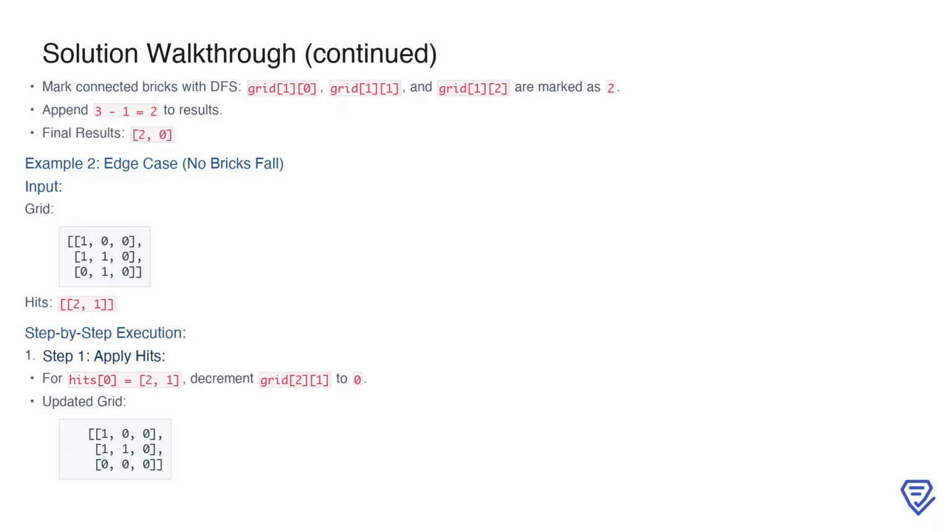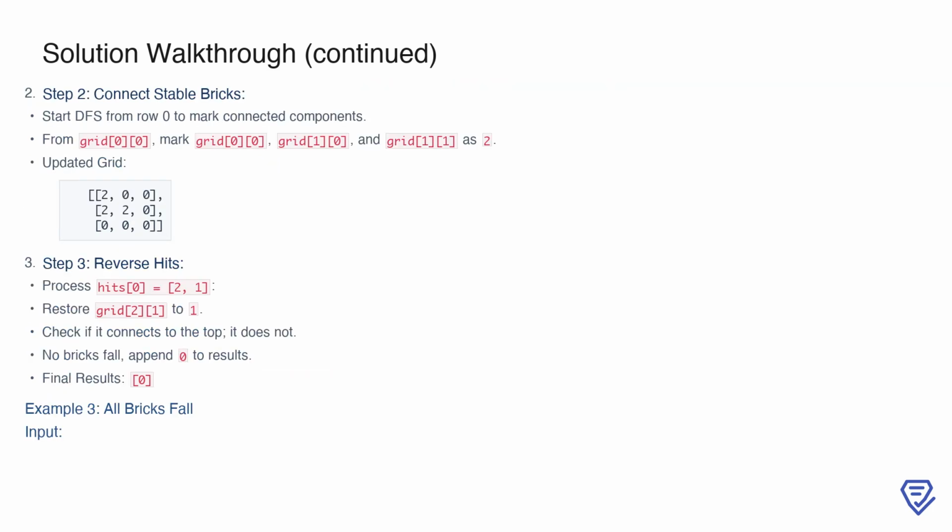Now, let's examine an edge case where no bricks fall. In this case, the grid represents a different arrangement, and there is only one hit at position 2, 1. Applying this hit removes the brick at grid 2, 1, leaving the updated grid with a gap in the bottom row. This setup will help us explore how stability is evaluated when bricks are disconnected from the top.